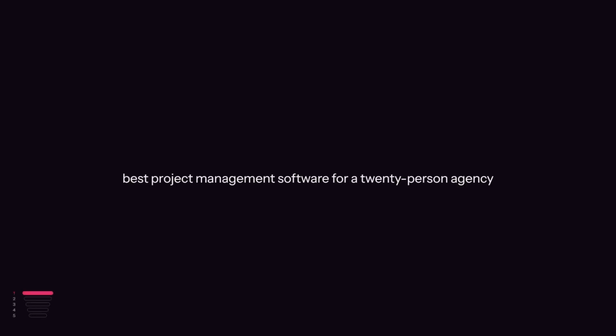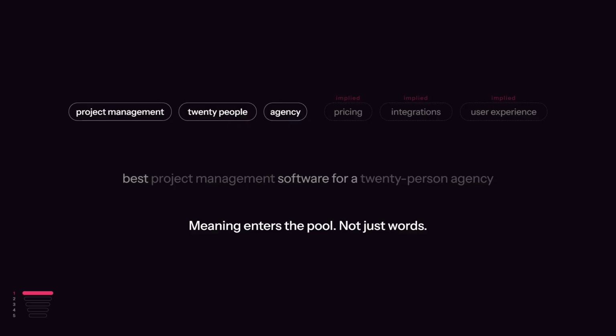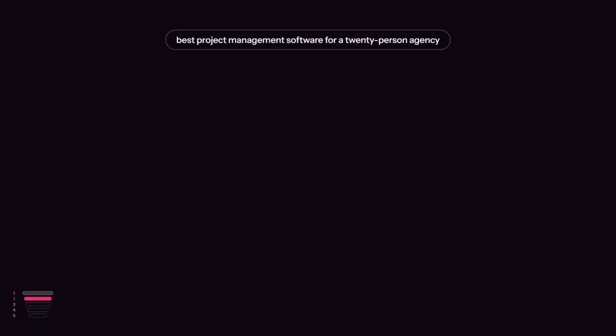Stage 1. The system reads the question. Before anything gets searched, it works out what's actually being asked. Is this a comparison, a definition, a how-to? It pulls out the specifics. Project management, 20 people, an agency, and it fills in what wasn't said. A comparison question implies pricing, integrations, and real user experience, even though none of those were typed. The lesson here is simple. Content matching the meaning of the question enters the pool, not just content matching its words.